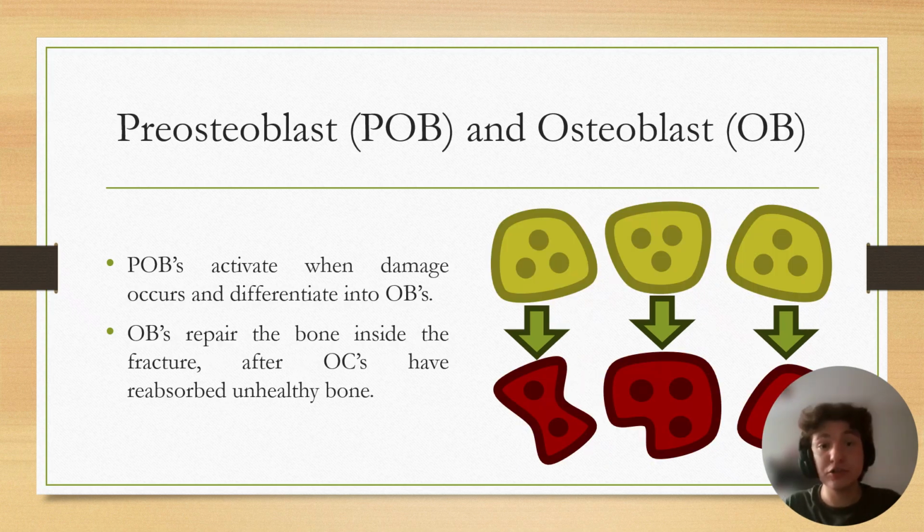Finally, we have preosteoblast and osteoblast, abbreviated POB and OB cells. Preosteoblasts are cells which activate when damage occurs and become osteoblasts. On the other hand, osteoblasts are cells which repair the bone inside the fracture after the osteoclasts, the purple cells of the previous slide, are finishing absorbing unhealthy tissue. These are like the counterpart of the previous cells we discussed. We will graphically represent them by the colors yellow for preosteoblast and red for osteoblast.